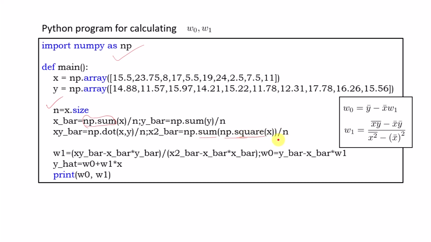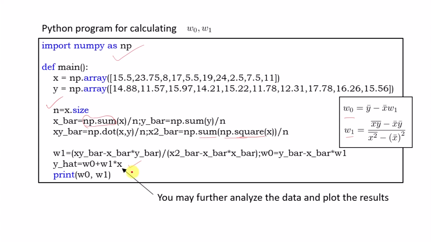So this np.square(X), then I make a sum of all these individual elements which are already squared up, divide by N. Now I can use this formula for W1 and W0. W1 is XY bar minus X bar multiplied by Y bar, etc., etc. W0 is Y bar minus X bar multiplied by W1. I can calculate y hat, and after I do this calculation of y hat, I can plot the results and check for r and r square, etc., which I am not showing here. You can do those calculations very easily. So these results, you can analyze further, of course.